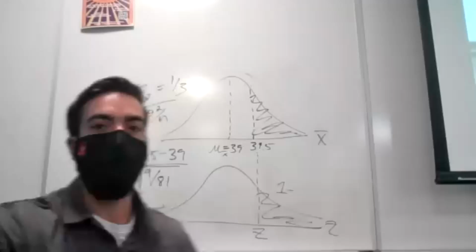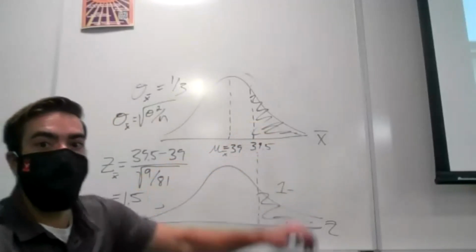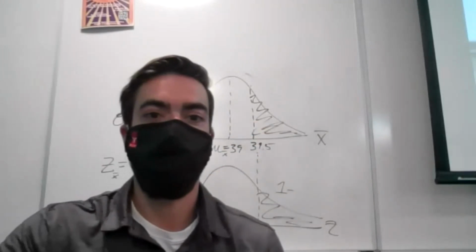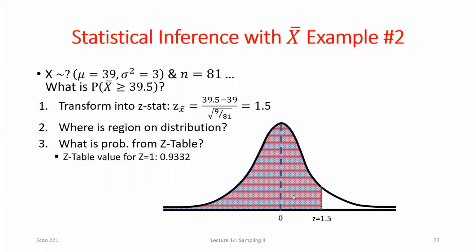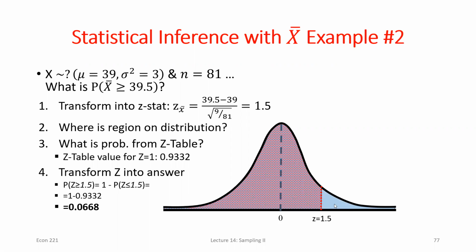Remember, I originally wanted the area to the right. So my final step is to subtract this from 1, which gives me the area to the right, that light blue area. So 1 minus that 0.9332, and I find the area to the right of a z-score of 1.5, or the area to the right of that sample mean value of 39.5, would be about 6.7%.